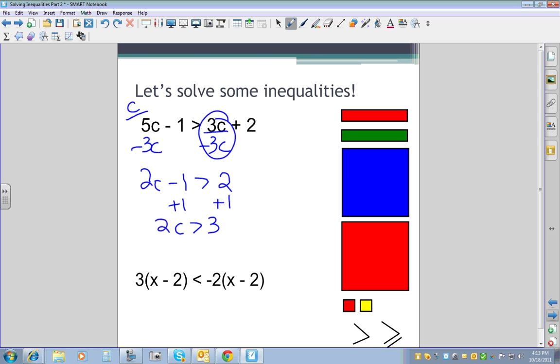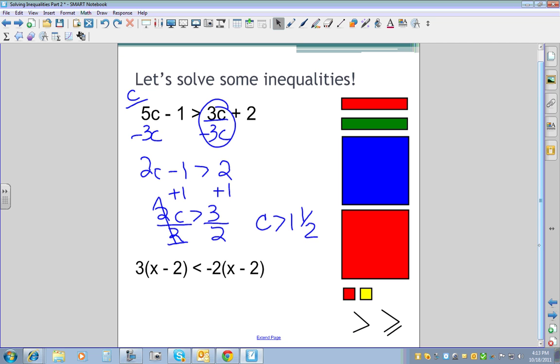And I want 1c. To get 1c, we divide by the coefficient on c. We have 1c, divide this side by 2. We'll have c is greater than 1 1/2. Notice that we've solved our inequality by first isolating our variables using addition and subtraction, getting all our numbers on one side, variables on the other, and then using multiplication or division, we can get our one variable solution.